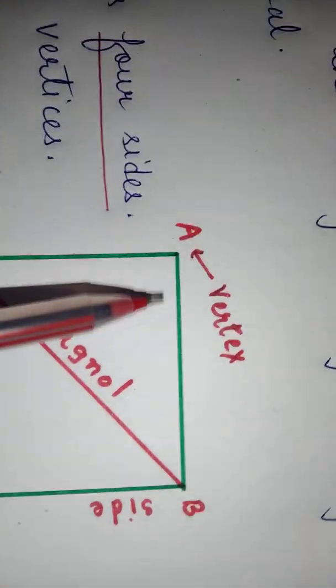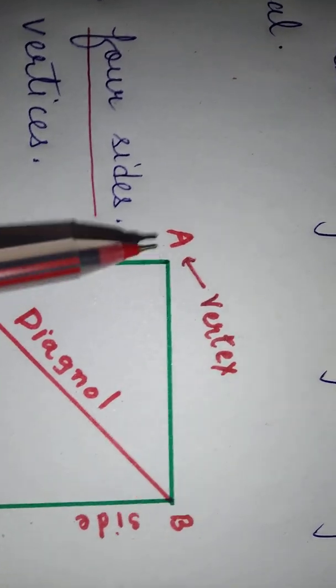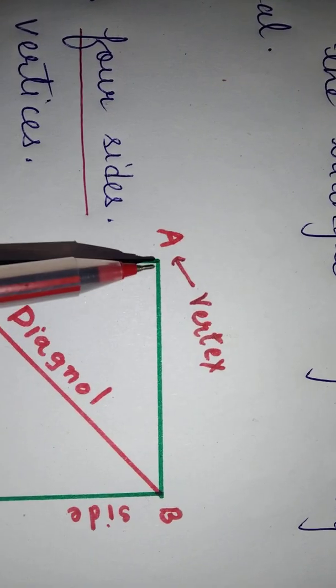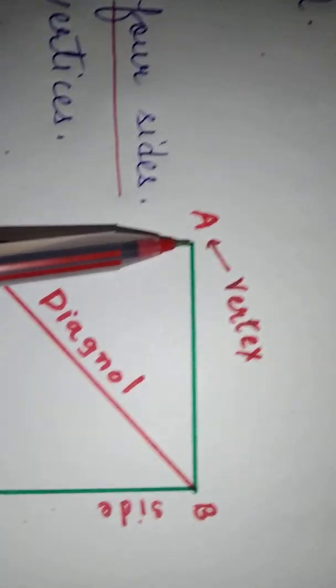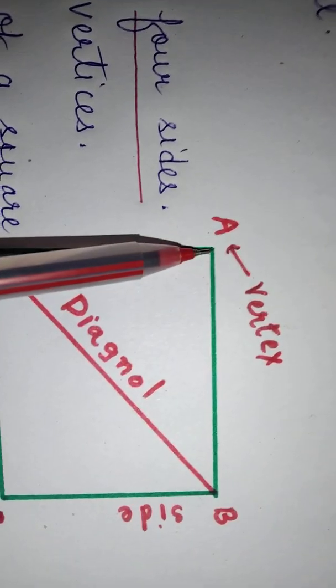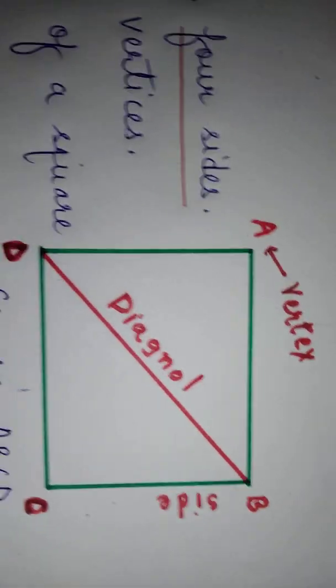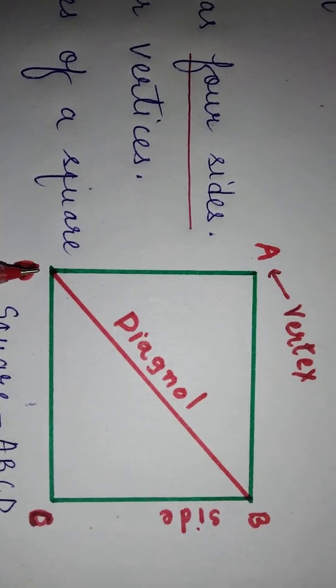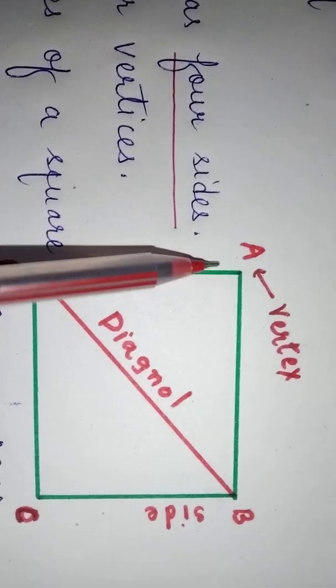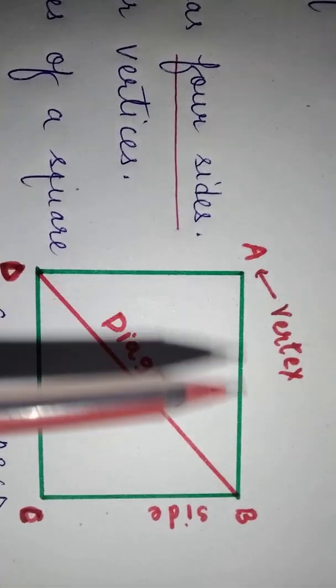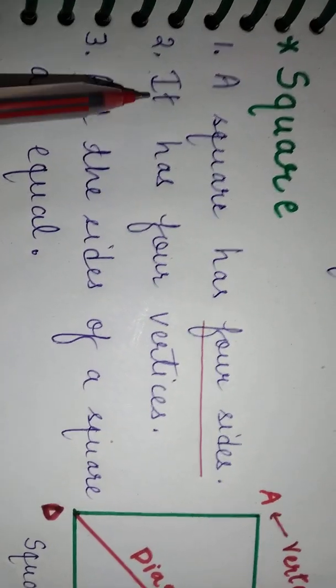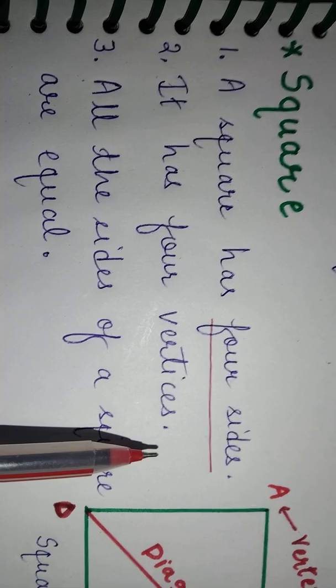Okay. And see, the meeting points of two different lines, the junction of two lines: vertex A, vertex B, vertex C and vertex D. So along with the four sides, a square has four vertices. Now this is written over here: a square has four vertices.